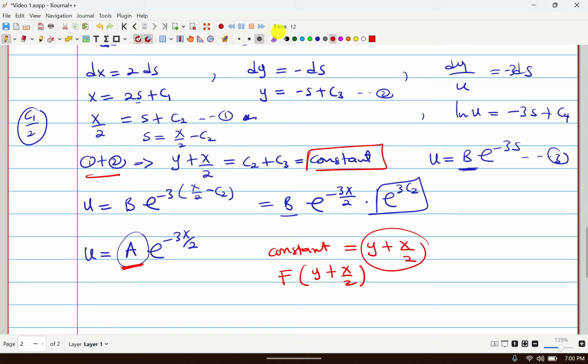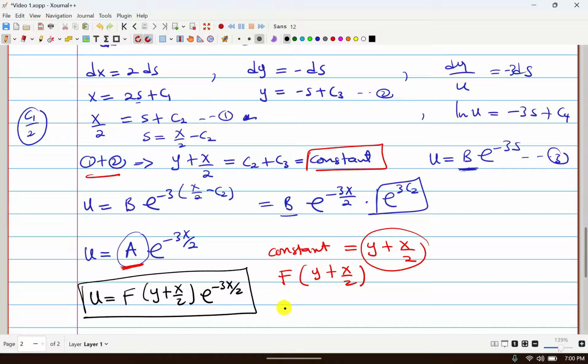So u finally is equal to f of y plus x over 2, times e to the negative 3x over 2. And this is the solution to the PDE that we just solved. That is how you use the method of characteristics to solve first order linear PDEs. We're going to solve other problems as well. So I believe after all of the lessons that we'll go through, you'll be able to understand how to solve PDEs. See you in our next lesson.